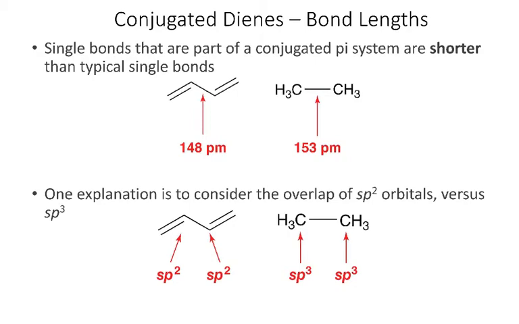So one of the first features that you notice about conjugated dienes is that the length of the single bond separating the two double bonds is shorter than we would expect for a typical carbon-carbon single bond. One way of explaining that is the fact that these two carbons, when we have the conjugated diene, are sp2 hybridized. Right? In this case of ethane, they're sp3 hybridized. Well, so why does that matter?